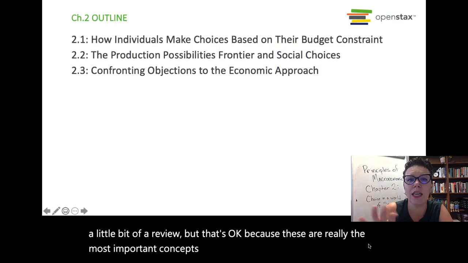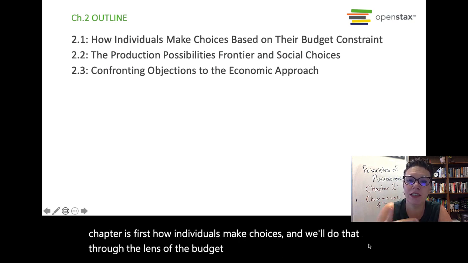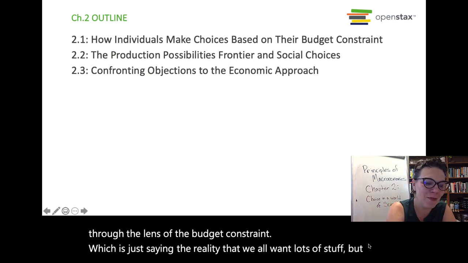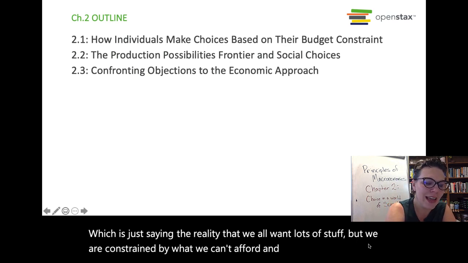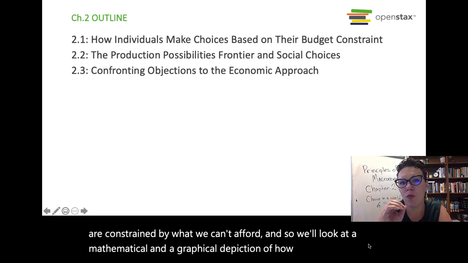And so what we'll be looking at in this chapter is first how individuals make choices, and we'll do that through the lens of the budget constraint, which is just saying the reality that we all want lots of stuff, but we're constrained by what we can afford. And so we'll look at a mathematical and a graphical depiction of how that works.